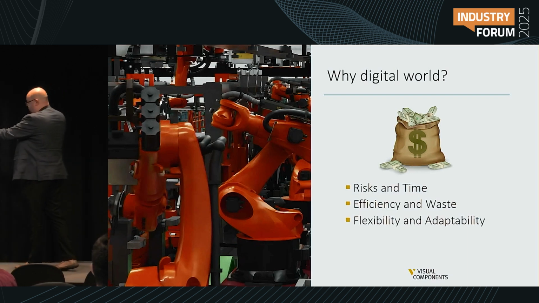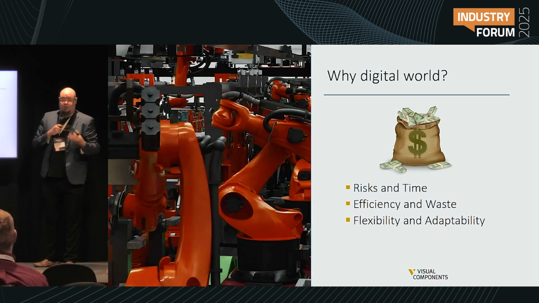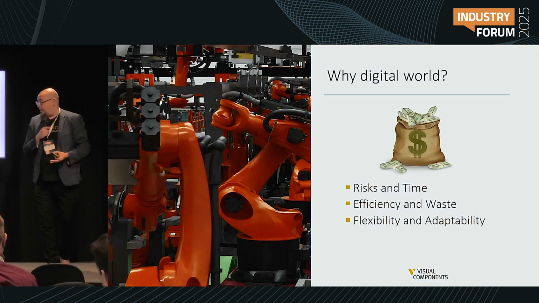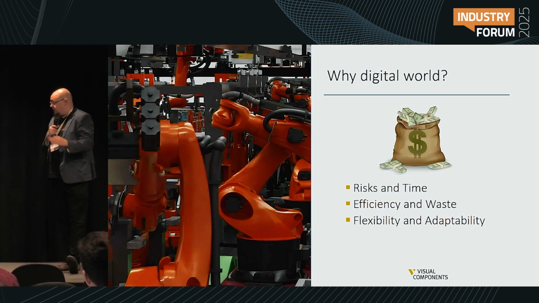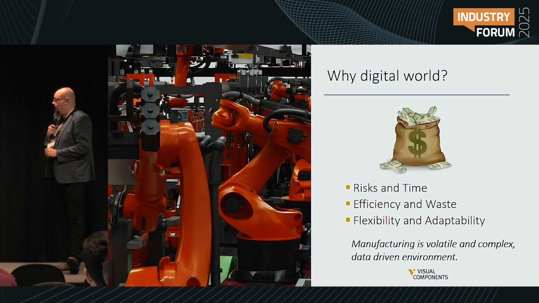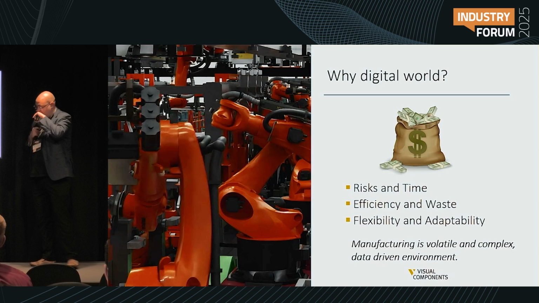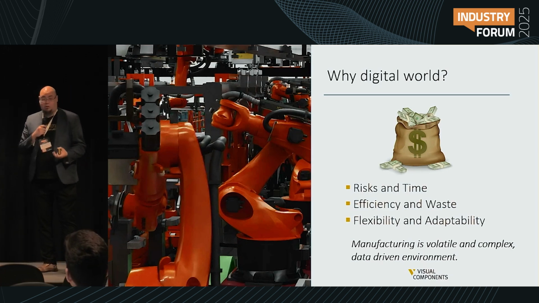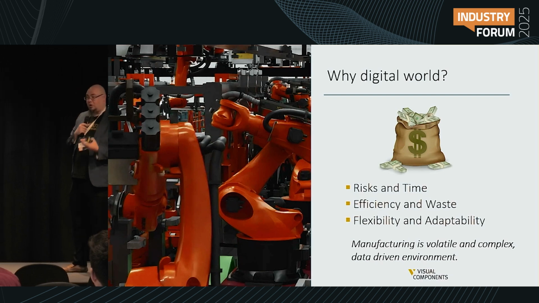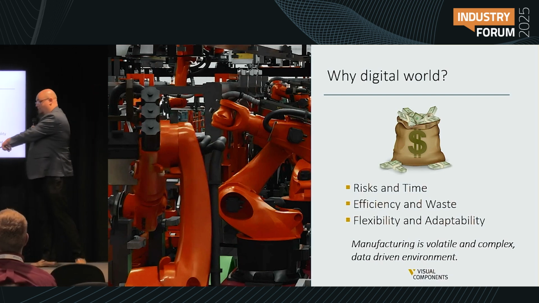Then, of course, you want to optimize your production. You want to have as quick a machine or production as you can. You don't want to produce waste. The production needs to be flexible, adaptive. And there is a sentence, I don't remember exactly where it is from, that present-day manufacturing is volatile, it's complex, it's changing all the time. And lastly, it's data driven.